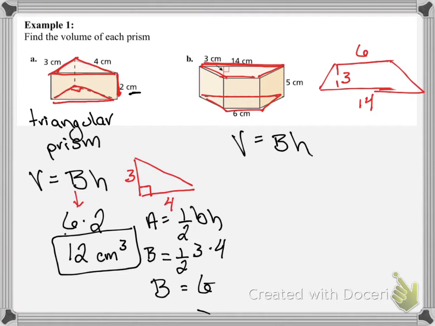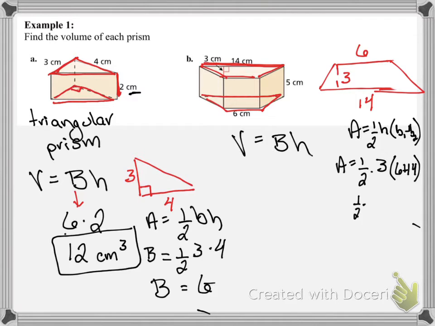So I need to find the area of that base first. If you don't remember how to find the area of the base of a trapezoid, it's 1/2 the height times the sum of the bases, base 1 plus base 2. Okay, so my area is going to equal 1/2 times my height, which is 3, times the sum of the bases, 6 plus 14. 1/2 times 3, and 6 plus 14 is 20. 3 times 20 is 60. Take half of that, I get 30. So that is my big B, the area of my base.